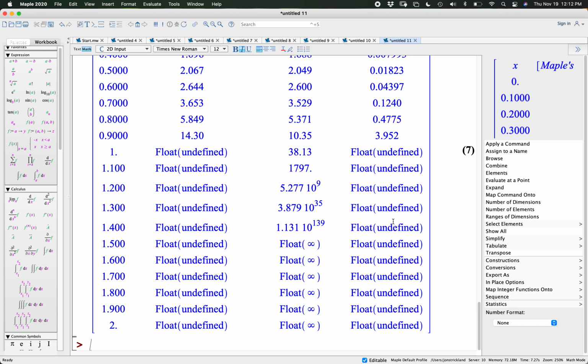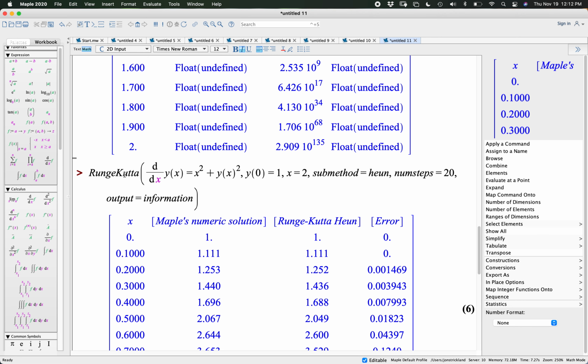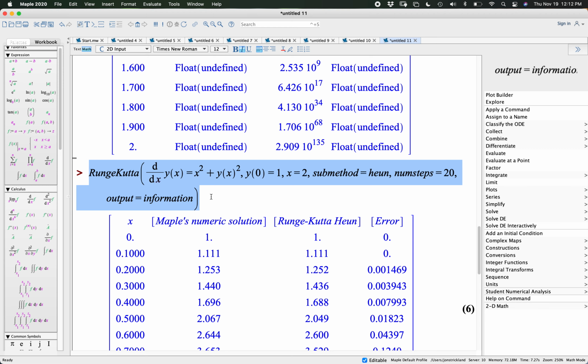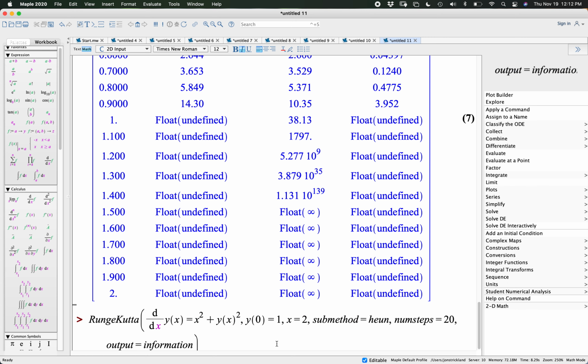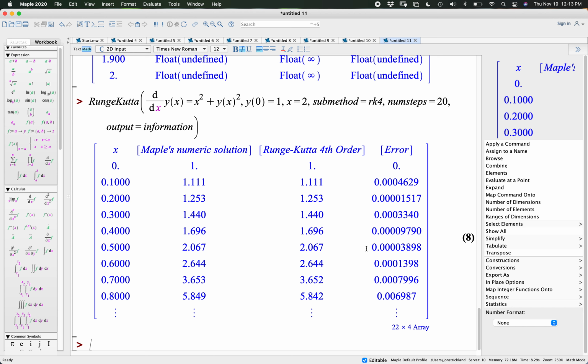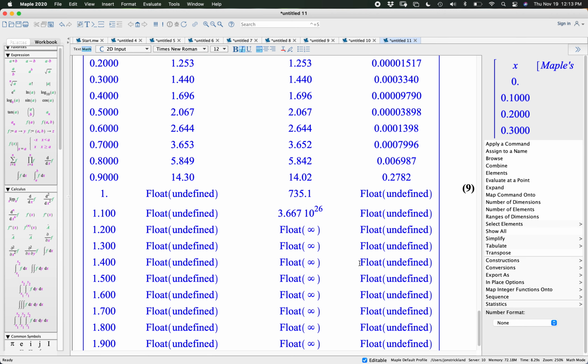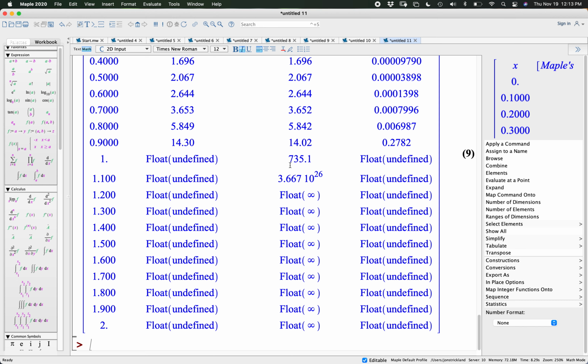Okay, and the sub-method, you have RK4. Again, so far it looks okay. The error size doesn't look large, say whenever x is less than 1. But as I look at showing all, once you get to x equal to 1, the whole thing just blows up once again.